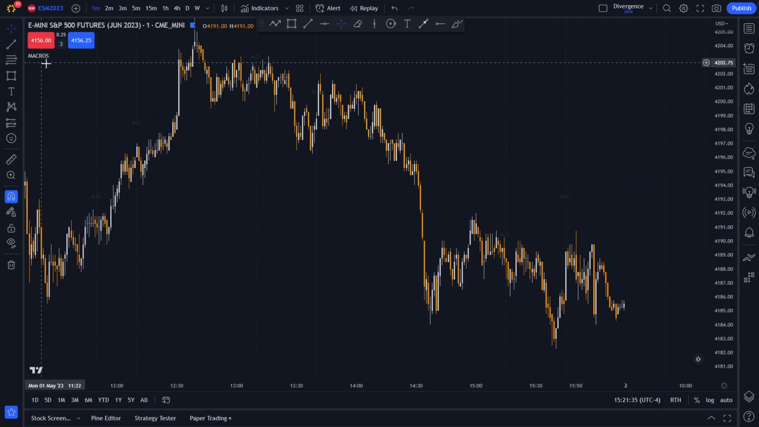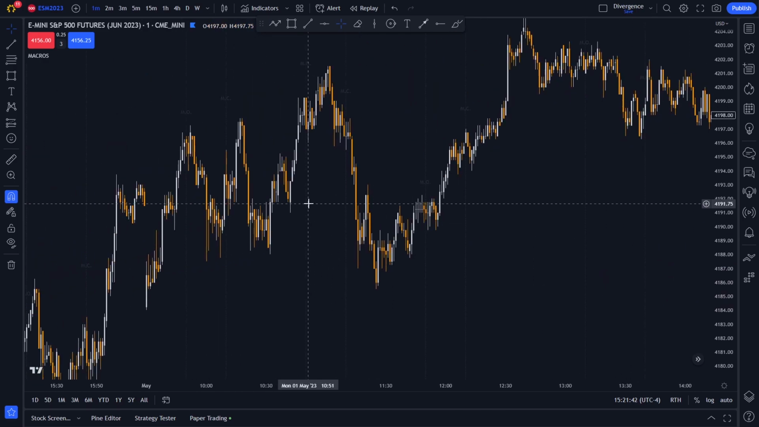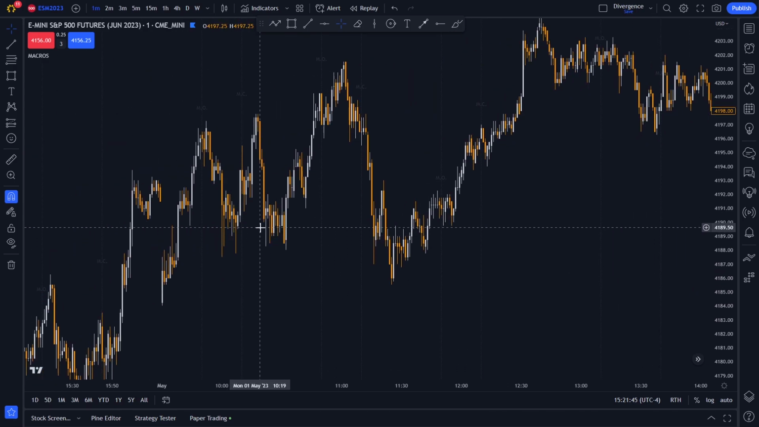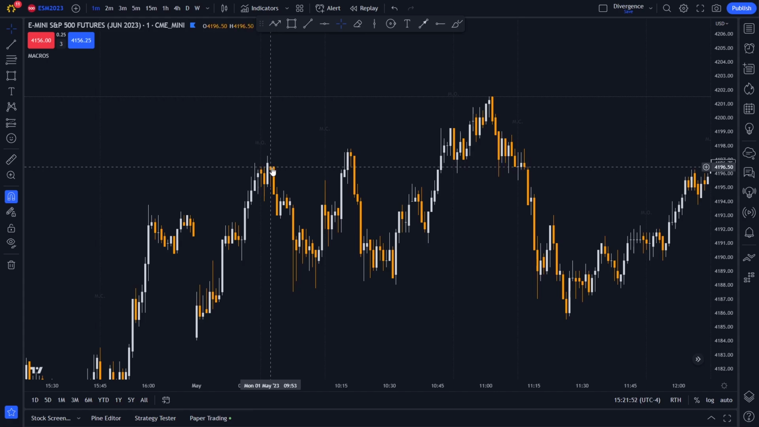So I'm using this ICT macro indicator because I don't like remembering all of the times, and in the beginning it helps you a lot. So what you want to expect in macro to happen is for the price to come into an imbalance or to reach liquidity, or both. So we can see that the macro starts here and we go into this imbalance right here. In this macro, you see that?